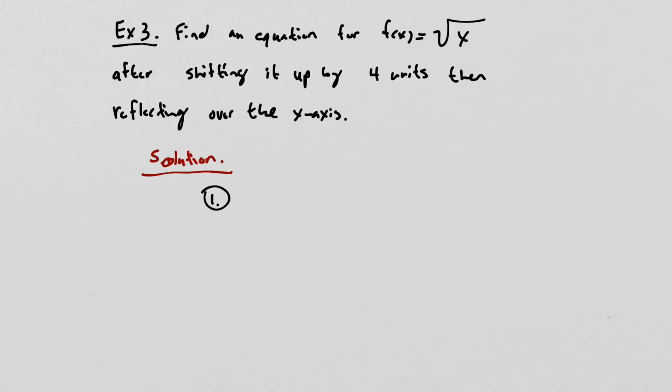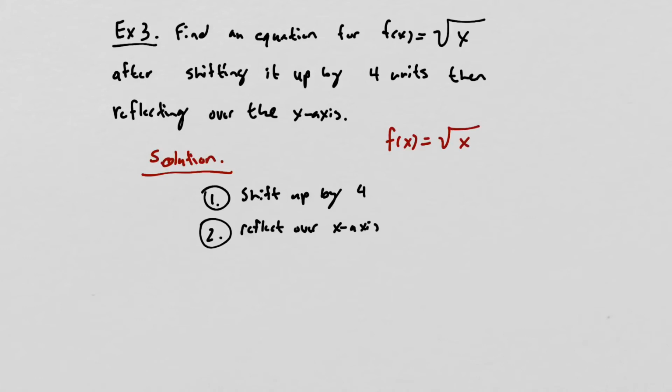The first thing that we want to do is shift up our graph by 4 units. And then after we've shifted our graph up by 4 units, it's asking us to reflect it over the x-axis. Our starting graph, f of x, is going to be equal to the square root of x. And now we want to reflect this over the x-axis, so multiply our new f of x by a -1.